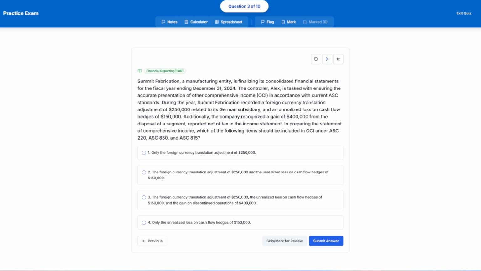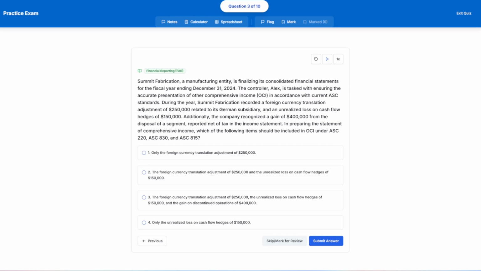Option 2 includes both the foreign currency translation adjustment and the unrealized loss on cash flow hedges. This aligns perfectly with the standards. ASC 830 and ASC 815 both dictate that these are OCI items, making this option a strong contender. Option 3 adds the gain on discontinued operations of $400,000 to the mix. This option might seem tempting because it includes all the items mentioned, but here's the catch. Gains or losses from discontinued operations are reported in the income statement, not OCI. This makes option 3 incorrect.